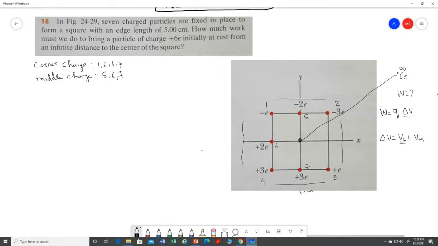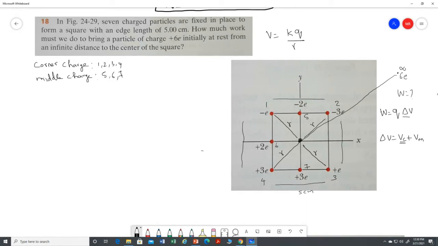So we know the formula for the potential. What is the formula for the potential? KQ over R. So what is the distance of the corner charge? Listen carefully. From each charge, this is my distance to the center, and this is my distance to the center, and so on. That means for the corner charge, this will be the distance. Am I right?